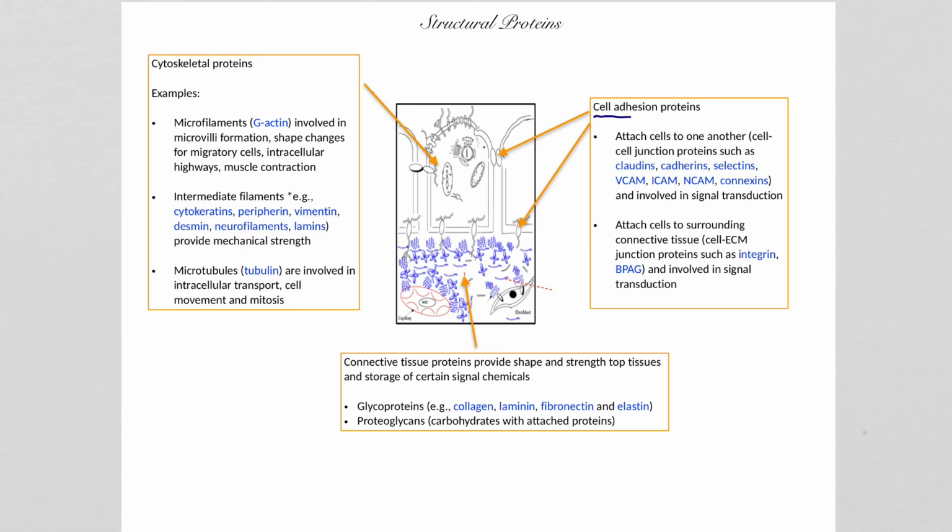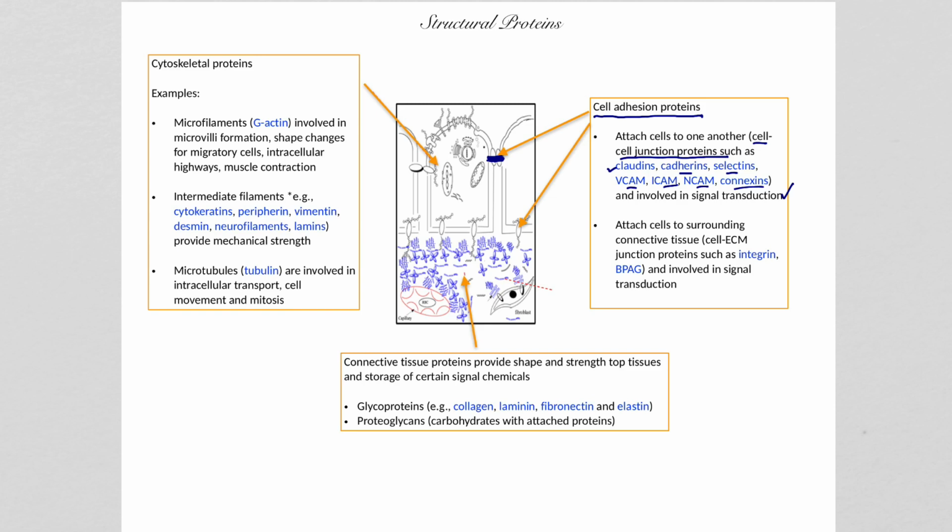The cell adhesion proteins, one of their major functions is to attach cells to one another. So these are called cell-cell junction proteins, example claudins, cadherins, lectins, VCAM, ICAM, NCAM, connexins, and so on. And now it is also known that these play a very important role in cell signaling also.